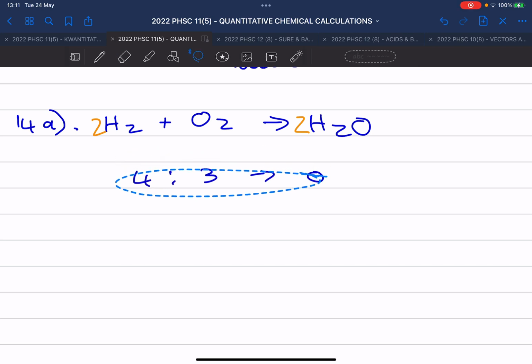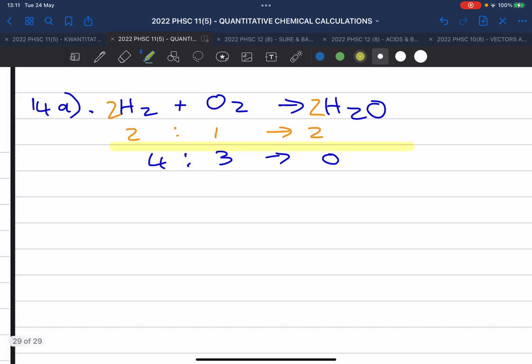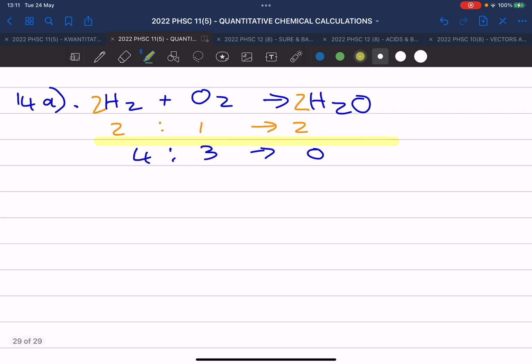All right. So, you first write down your mole ratio: 2 to 1 gives me 2. And remember, that is your recipe. It's not what you have. It's not what you start with. That is your recipe. They tell you to start with 4 moles of this, 3 moles of this, and you should know that you always have 0 moles of this. So that is your mole ratio, beginning, change, end.